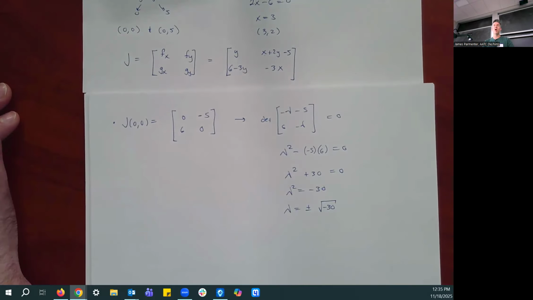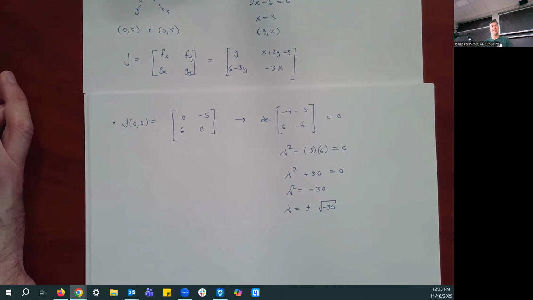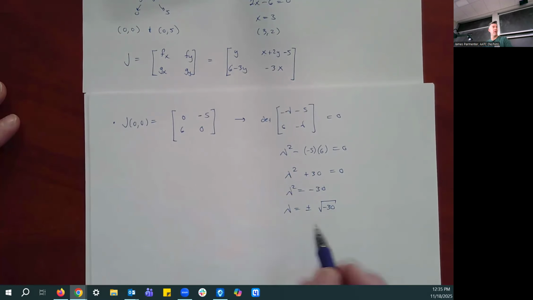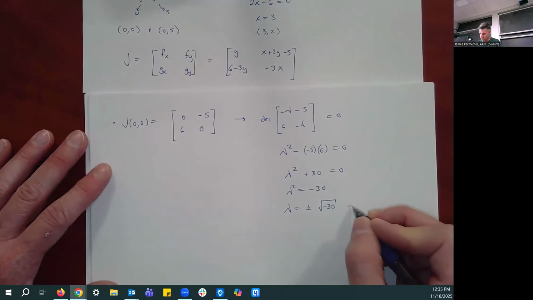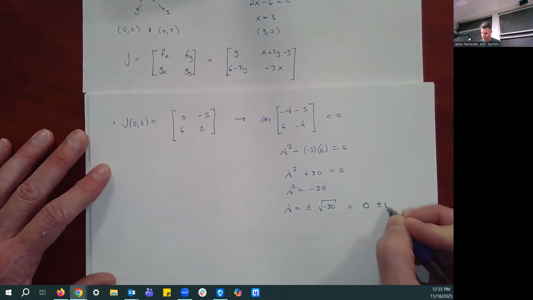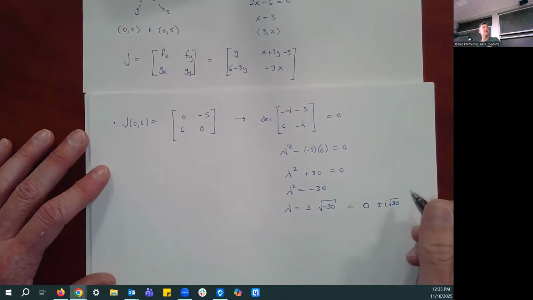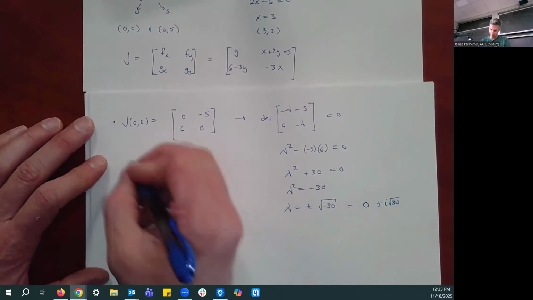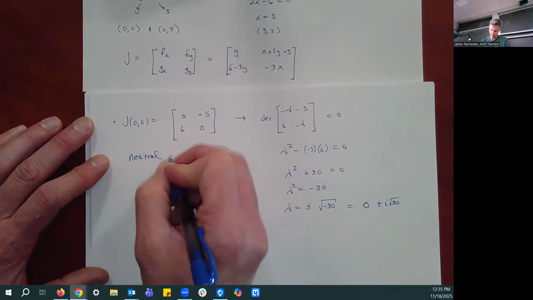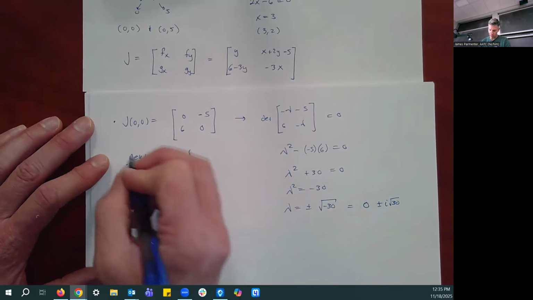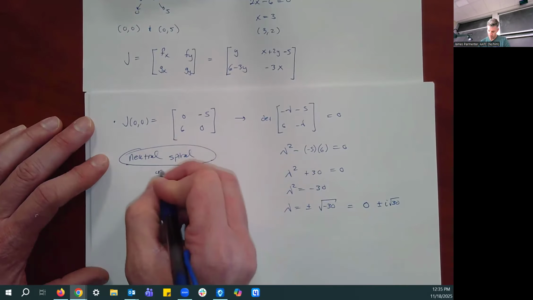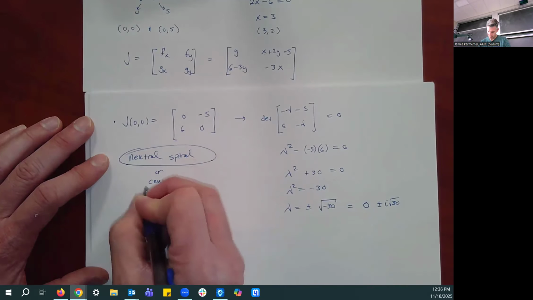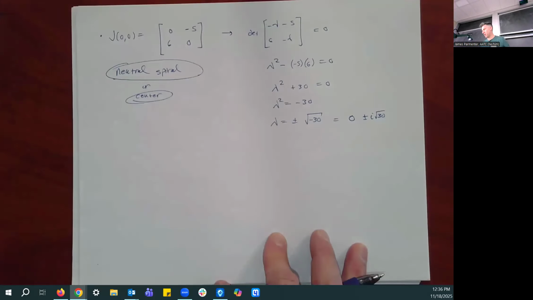It's a spiral. What kind of spiral? Stable? Unstable? Neither. This is a neutral spiral because there's no real part, right? This is equal to 0 plus or minus i root 30. So this is a neutral spiral. How annoying. Also called a center. Okay, let's look at the other ones.